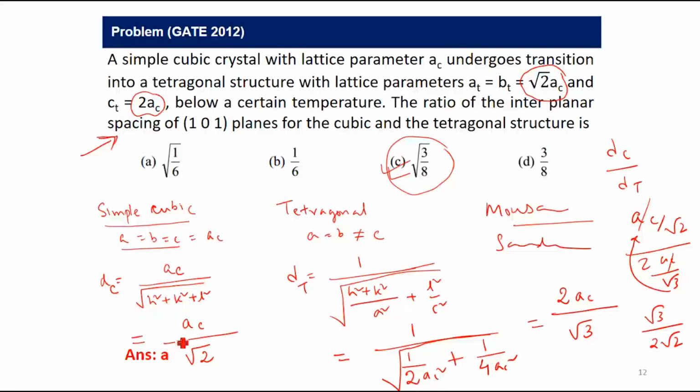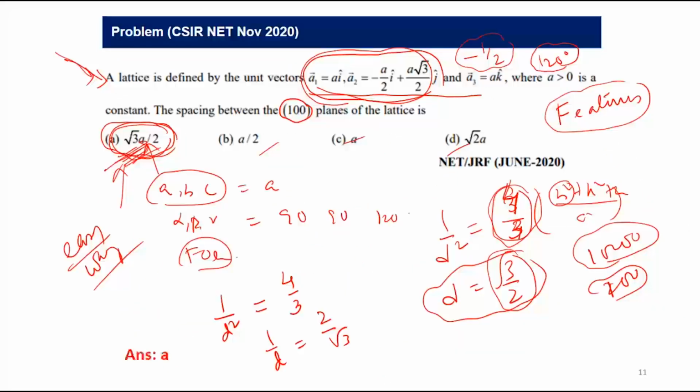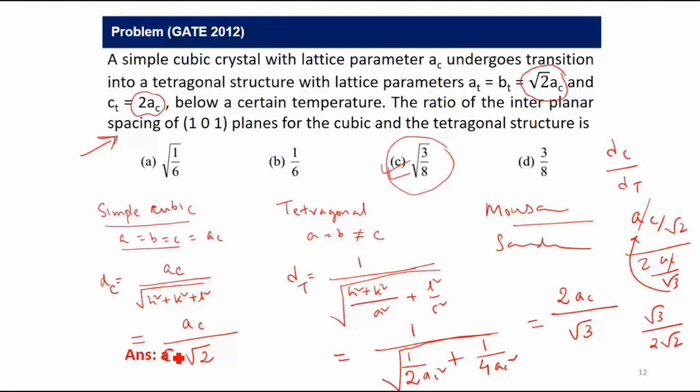Sorry, this option should be C. Okay, by mistake, I have written A here. This should be C.